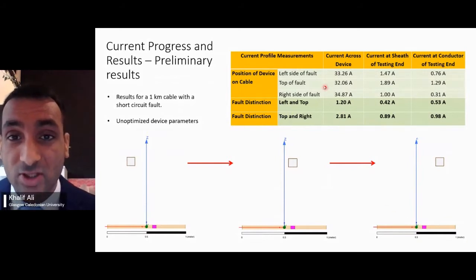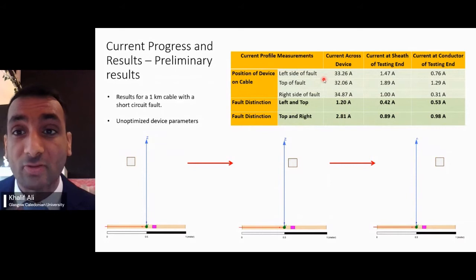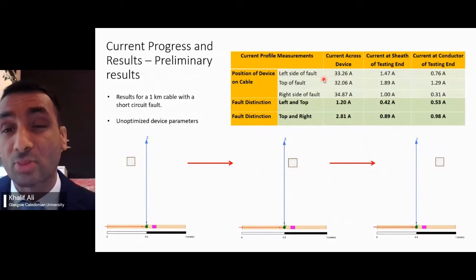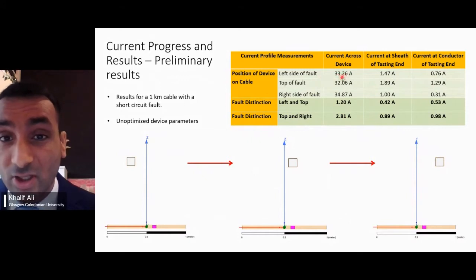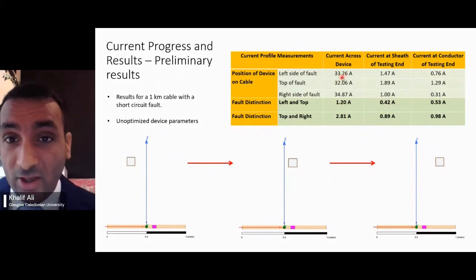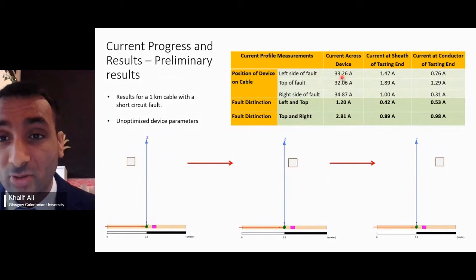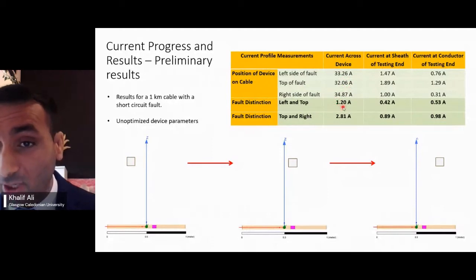As we see in the results, for monitoring the current profile in the device, when the device is on the left-hand side of the fault, the device showed a current value of 33.26 amps. When the device moved to the top of the fault, the current profile of the device was 32.06 amps. And this is a fault distinction from left to top of 1.2 amps.